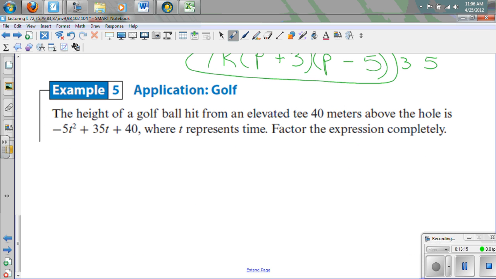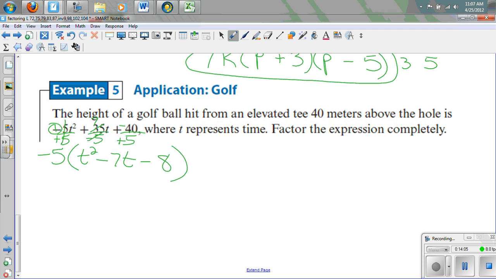Last problem. Here's an application. The height of a golf ball hit from an elevated tee 40 meters above the hole is this equation, where t represents time. It says factor it completely. So the very first thing we check is, can we factor anything out? And so they all have a 5 in common, and we also don't want this negative in front, so we're going to factor out a negative 5. And when we do that, we divide everything by negative 5. And so this is t squared, and this is going to be a negative 7t, and this is going to be a negative 8.